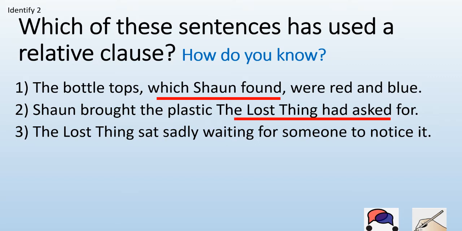Number 2. Now we need to be careful with this one. There is no relative pronoun, but there still is a relative clause. There still is extra information being added. On the last one, no, we don't have any relative clause in the last one. Good work, everyone.